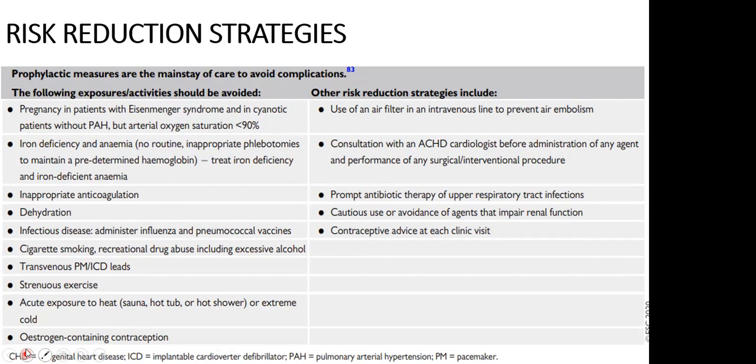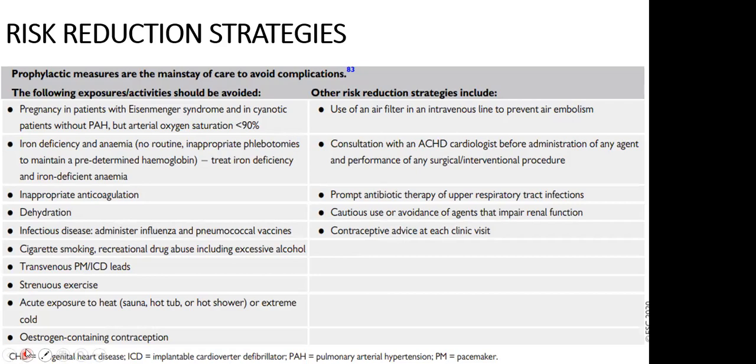Infections: when the patient has any respiratory tract infection, we should make sure we give them influenza vaccines and also pneumococcal vaccines, to prevent infective endocarditis, because patients with this disease are at risk of infective endocarditis. We prevent such patients from cigarette smoking. We stop them from excessive alcohol intake. Then we also avoid strenuous activities for them and prevent exposure to heat.